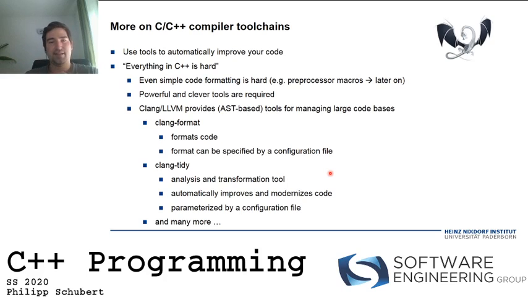You run Clang Tidy on the source file that you wish to have tidied up. And you also give it a parameterization via a configuration file where you have all the checks enabled that you wish to enable and all the transformation passes that you wish to have it run on your source code. And of course, there are also many, many more. Please just look it up on the internet.